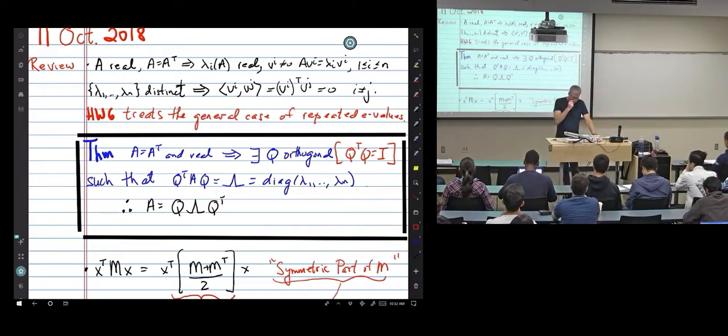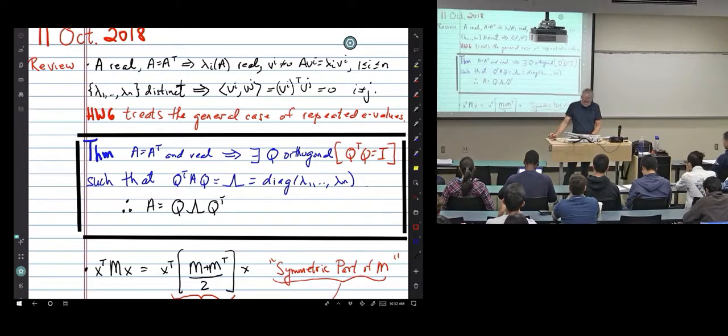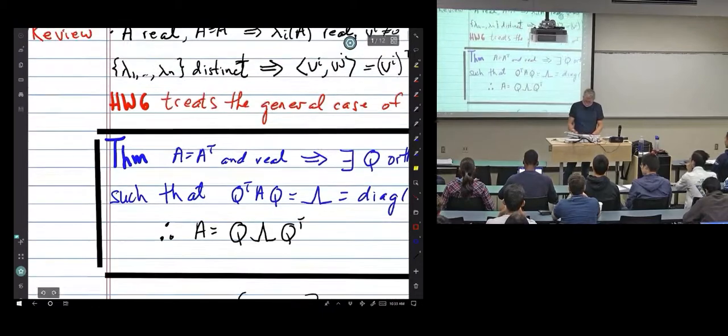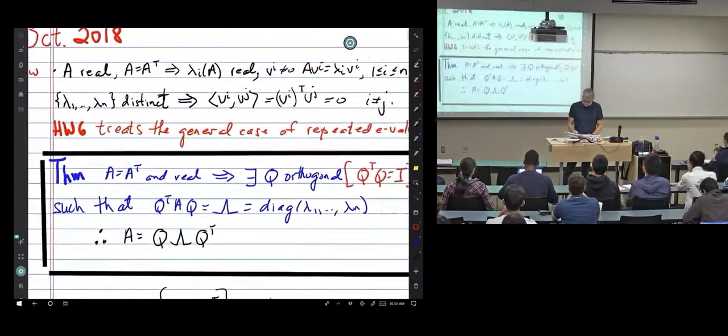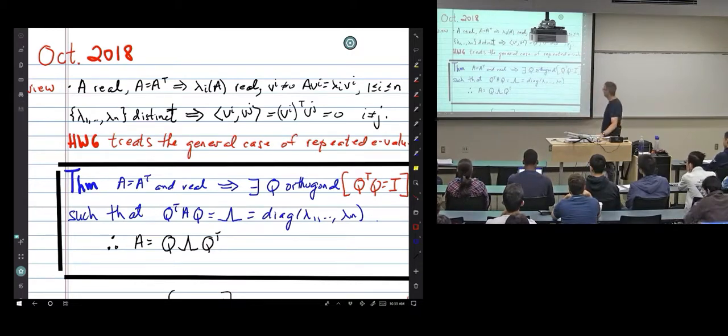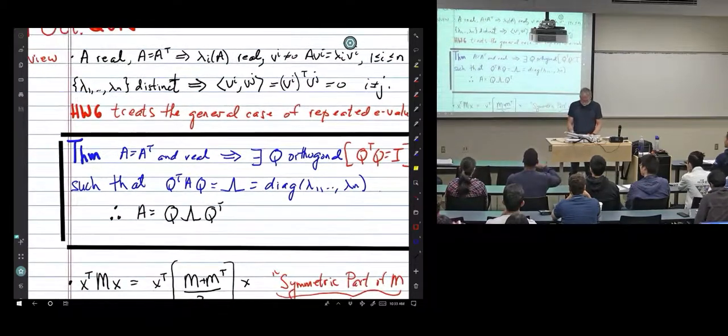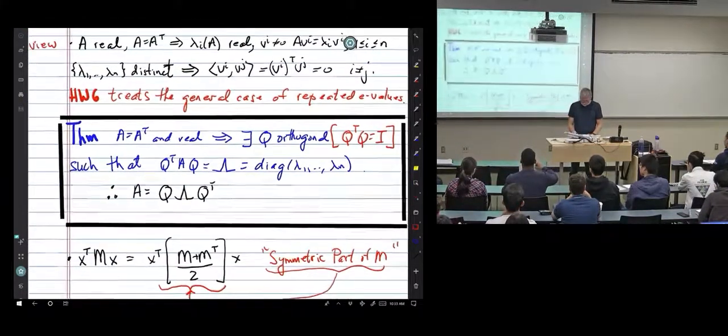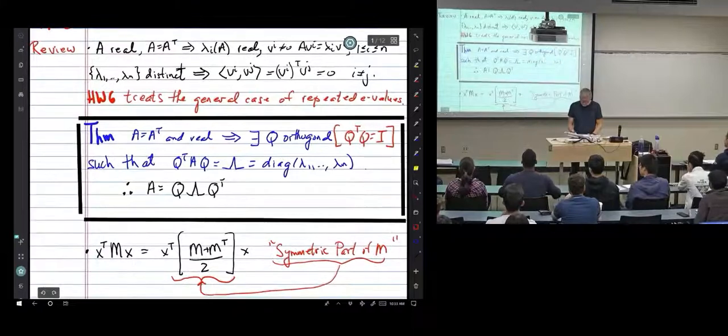Okay, now that we got that excitement out of the way, homework 6 will treat the general case when you have real symmetric matrices. You'll show that even if the eigenvalues are repeated, you can build a basis for the eigenvectors that is orthogonal. So you'll get the general case.